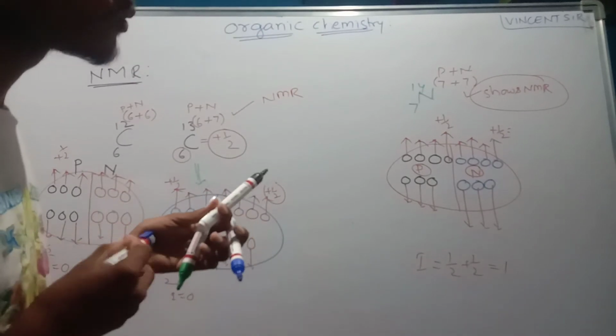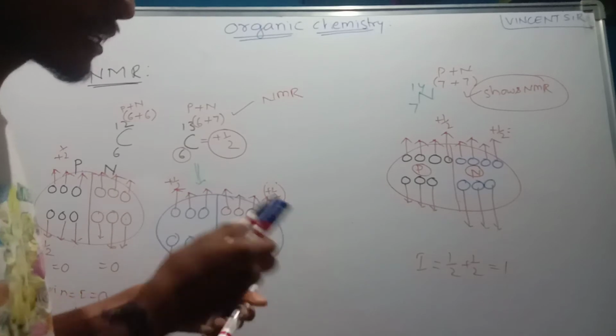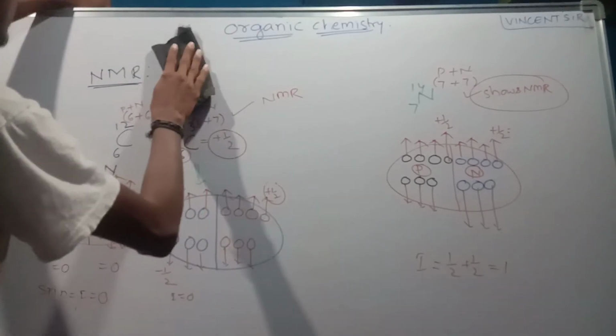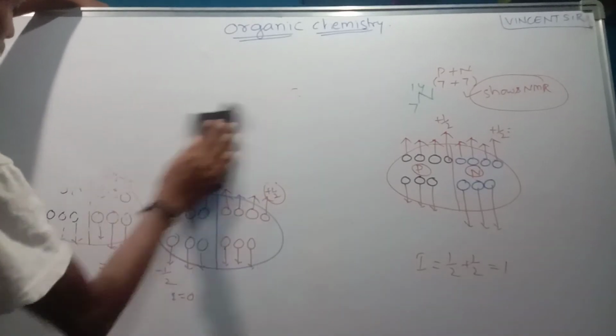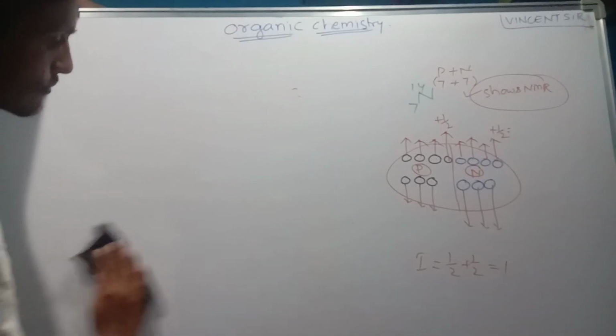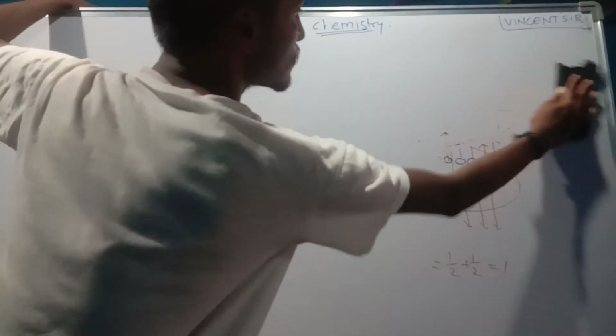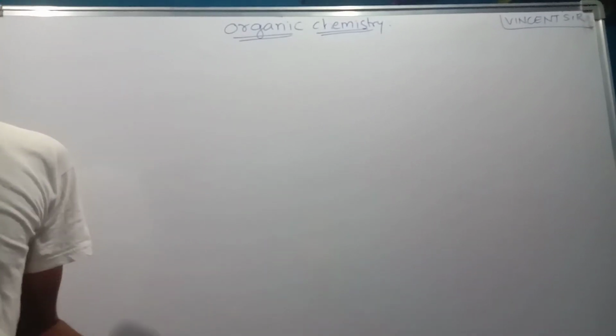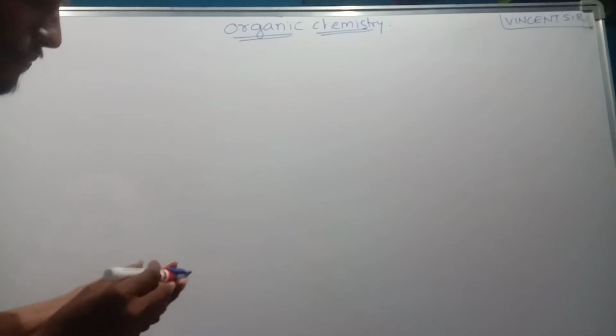So that is the use of these protons and neutrons in our organic chemistry. And we have completed the nuclear portion. Now we have to enter the extranuclear portion.